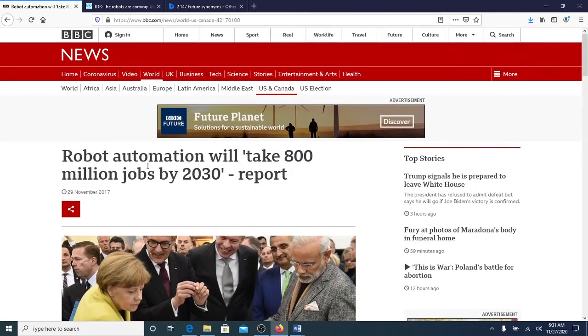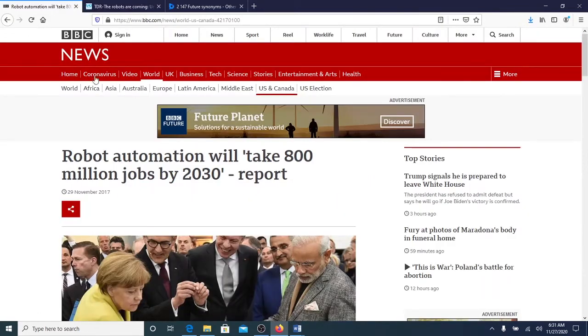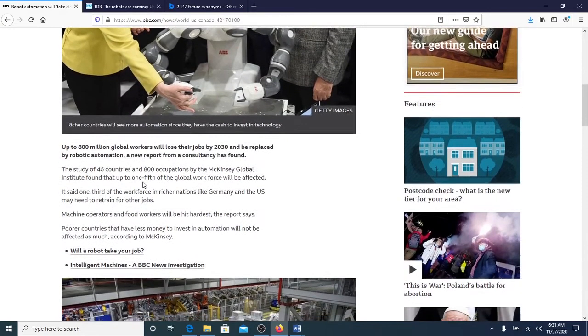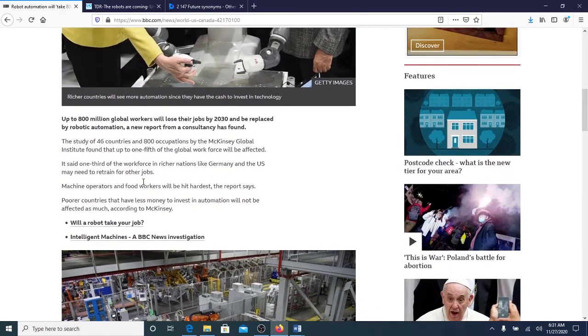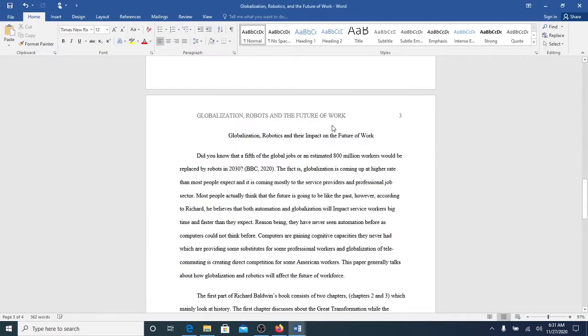The BBC is a very renowned and relevant source, unlike sources like Wikipedia, which are not that relevant. You can also use the Commonwealth or the United Nations. You can use other sources which are relevant. Don't use irrelevant sources when you're doing your research, when you're providing your statistical data or your information. Always ensure that your sources are relevant.